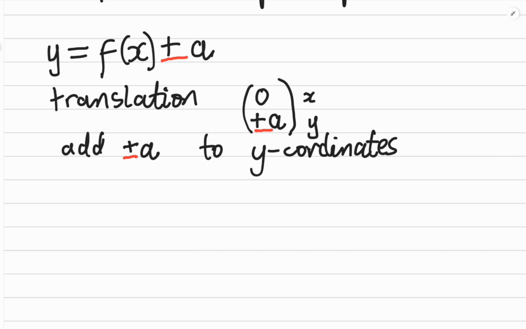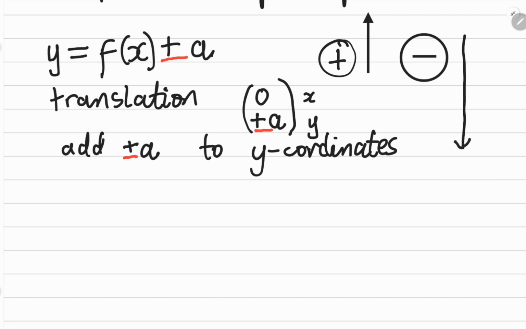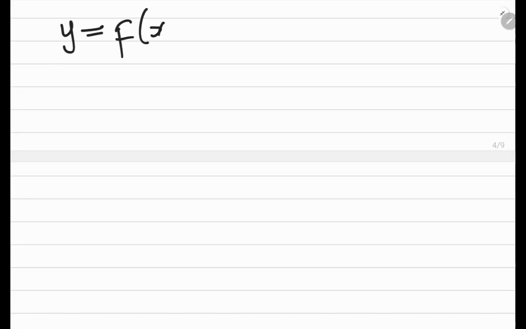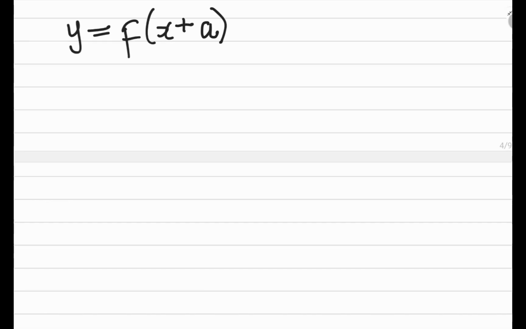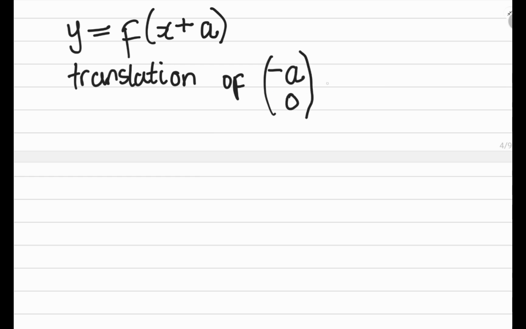Translation involves movement. So if it's a positive sign, it means your graph is moving upwards along the y-axis. If it's a negative sign, your graph is being dragged downwards along the y-axis vertically. Y is equal to f of x plus a. This time the positive a is inside the bracket, which implies this is a translation, but it's in the x-axis this time, and it's a translation of a negative a. The sign changes there. So it's a translation of a negative a in the x-axis and 0 in the y.